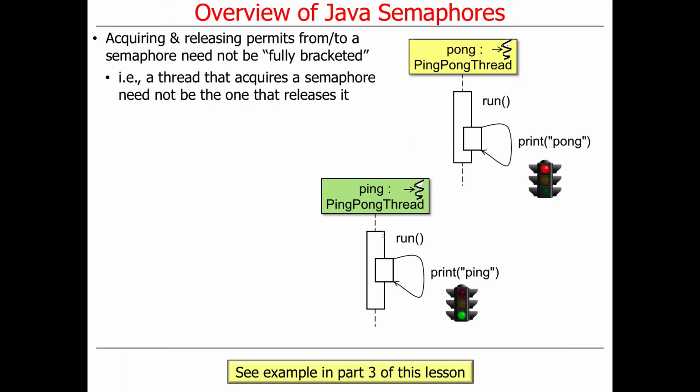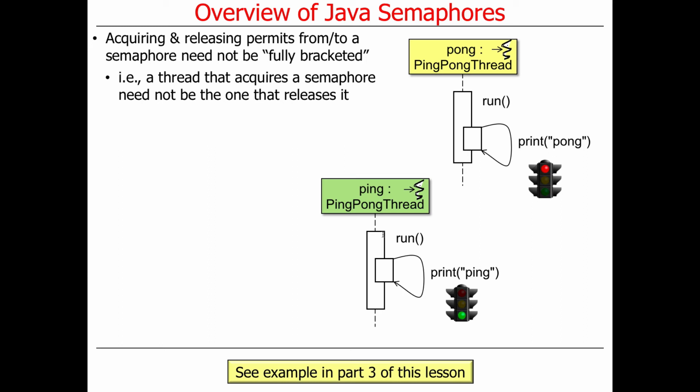So another thing to remember about Java semaphores is that acquiring and releasing permits to or from the semaphore need not be fully bracketed. What the heck does fully bracketed mean? Well, what fully bracketed means is the thread that acquires it must be the one to release it. And in some cases, certain synchronizers, like synchronized statements, the curly braces where you say synchronized, say this, open curly brace, blah, blah, blah, close curly brace, those are fully bracketed. The thread that acquires the intrinsic lock must be the one to release it.